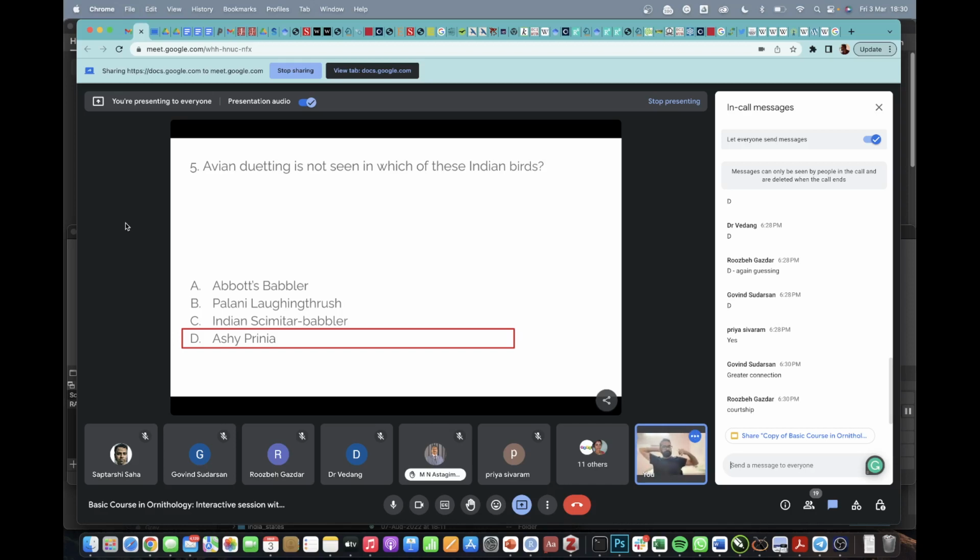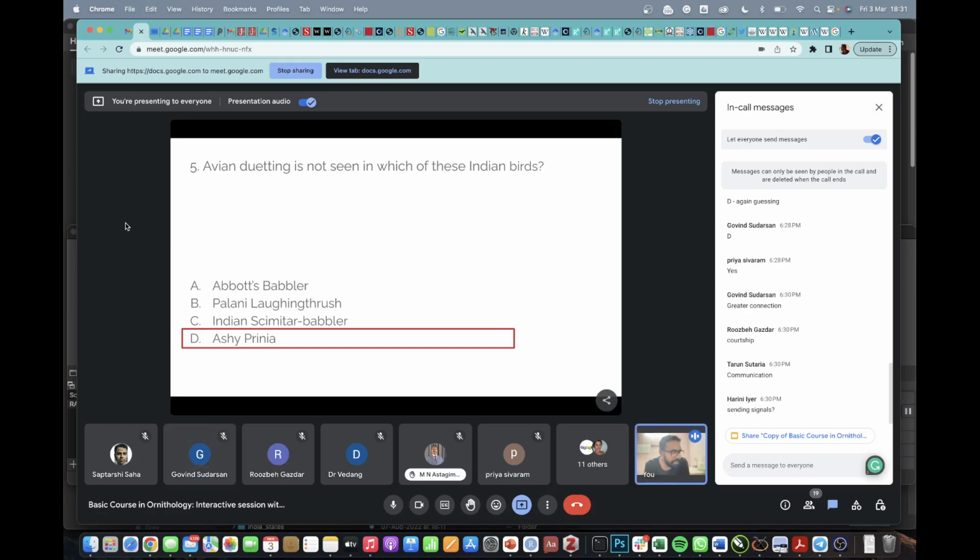Is that what you mean, Govind? Yes, sir. Greater connection between the male and female, in case it's monogamy. So greater connection in what, like a physical connection, emotional connection? I'm sorry, but what is it that you mean? A greater connection between the male and the female, sir.